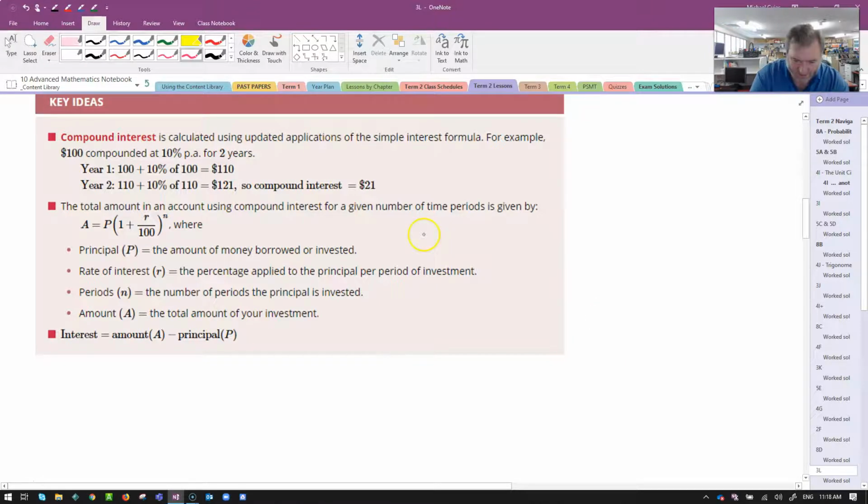I tend to use a slightly different version. The total amount equals the principal, 1 plus the interest rate as a decimal, n is the number of years. That's for annual compounding periods. What's the other fancy name for a compounding period?